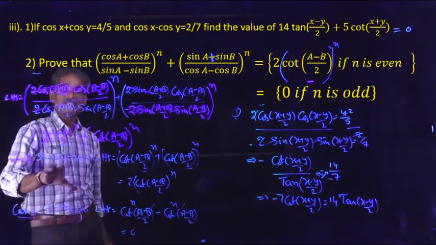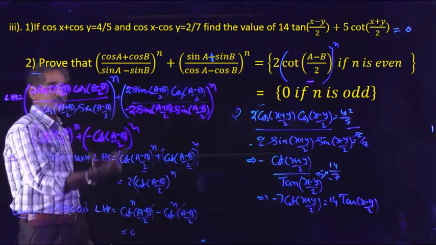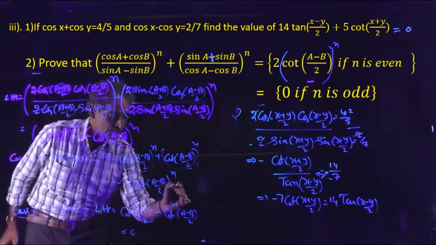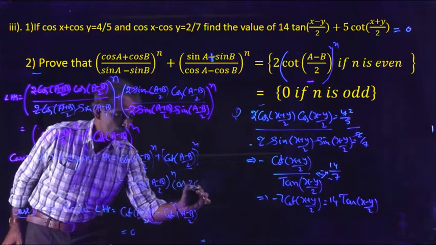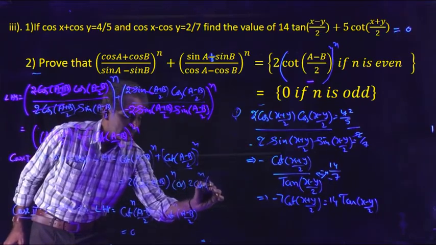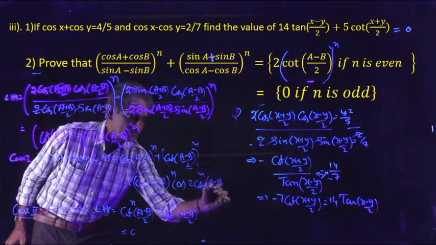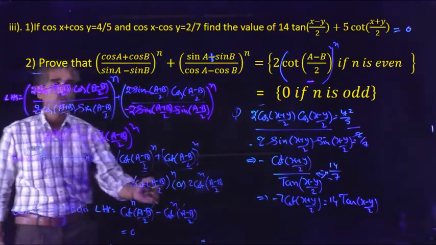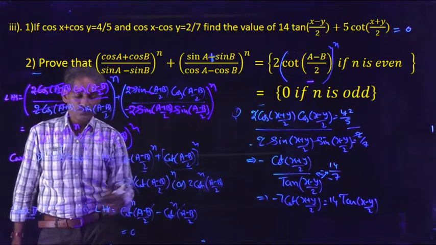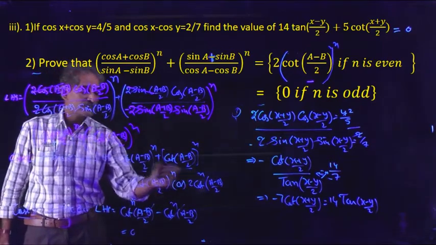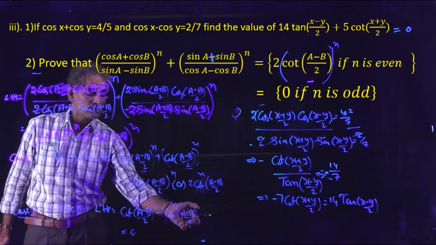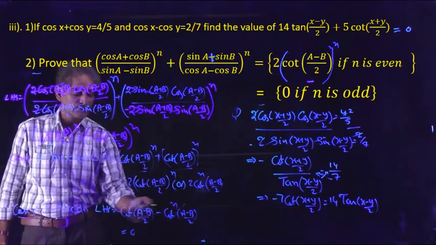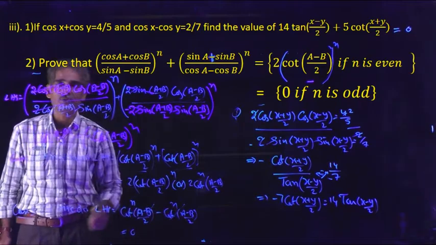If n is even, the sum of these two expressions is equal to 2 into cot of (a minus b)/2, or we can write 2 into cot of (a minus b) whole power n, otherwise like this, 2 cot power n of (a minus b)/2. These two are the same. If n is odd, minus of cot power n of (a minus b)/2 and the same, the values are the same but positive and negative will cancel, so the value is 0.